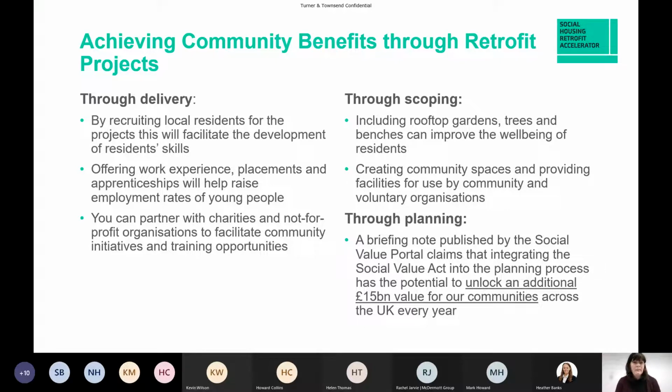And again, we've got the planning side of things. Within the planning process, the idea is that the Social Value Act will effectively be deploying something like another £15 billion a year of value for communities across the UK. So that's the bang for the buck. We're talking about billions of pounds that can really be utilised.